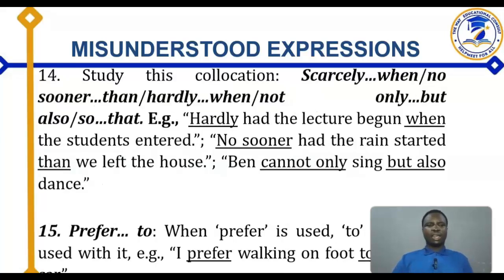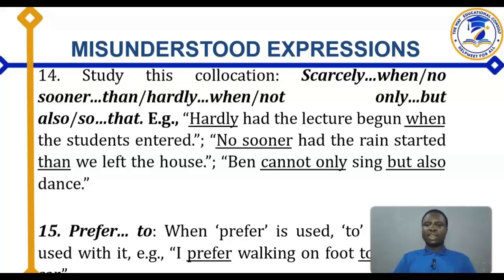That will be incorrect. Number 14, I want you to study this collocation. When you use scarcely, and then you have some words coming in between, and then you are to use an appropriate word after those words, you go for when. Are we together? Go for when. Scarcely, when. The same thing with no sooner. After no sooner, you are going to have than. When you have hardly, after some words, then you use when. Not only, you are going to use but also. So, you are going to use that. Let's see the examples below.